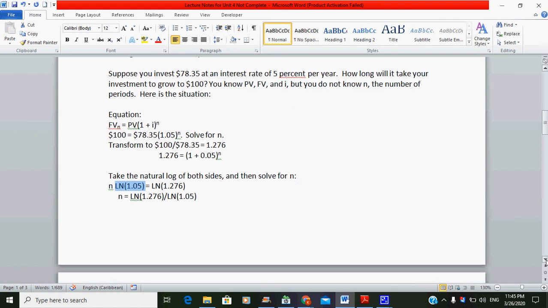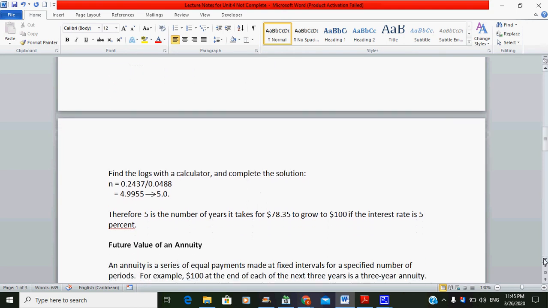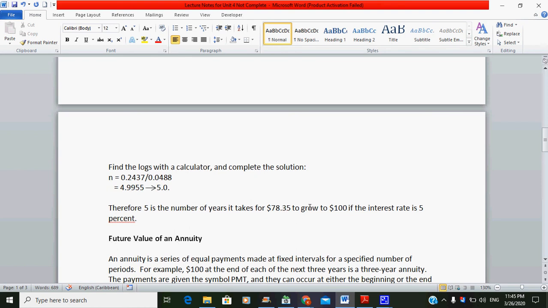Then you find ln of 1.276, and you get 0.2437. ln of 1.05 gives you 0.0488. You divide both, and you get 4.9955. So we have 4.9955 years, which we round up to 5 years. Therefore, 5 is the number of years it takes for $78.35 to grow to $100 if the interest rate is 5%. You're going to pause the video right there.